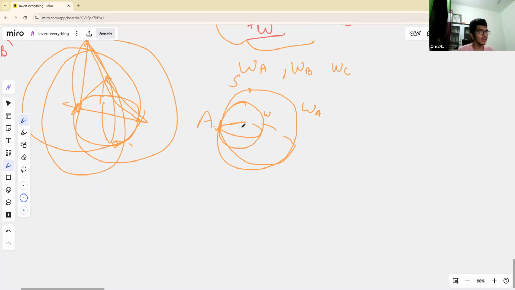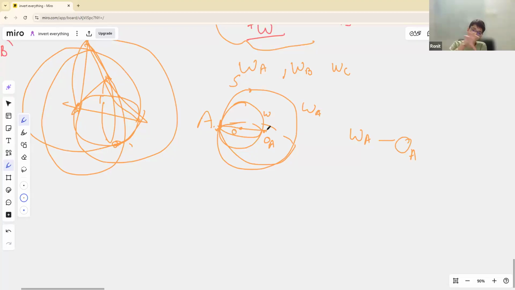Now we use the fact: consider the center of this, which is O, and the center of this bigger one, OA, the center of omega A. The way we use the tangent condition is that these three should be collinear. Omega B, omega C, and omega A, those three: one intersection of all of these is S.